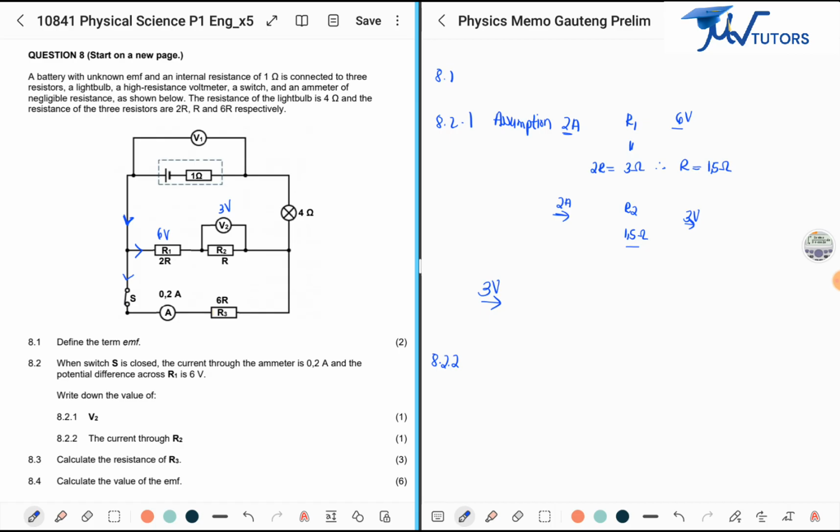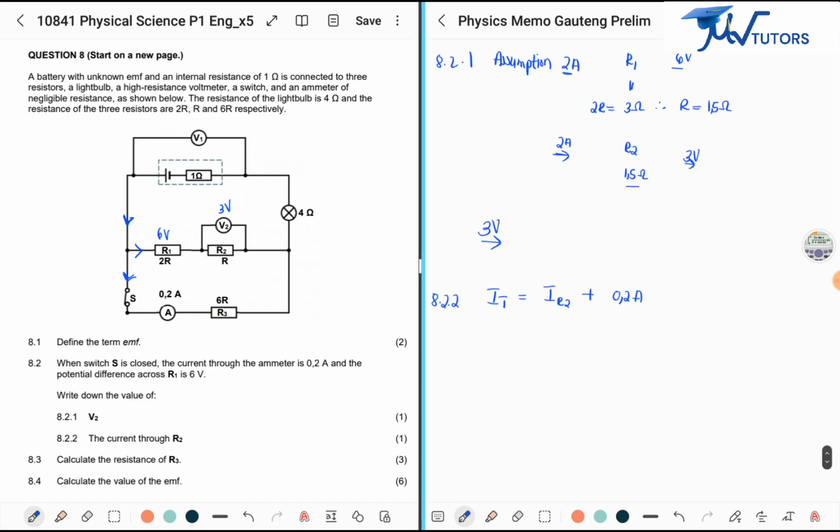But remember we had this total current. I'm going to say IT for total, which was equal to the current going through R2, as well as R1, plus the 0.2 amperes. Let us see how we can work that out. Remember, through R3, I'm now looking at this current here, which is 0.2 amperes. There at R3 we have 6R, right?